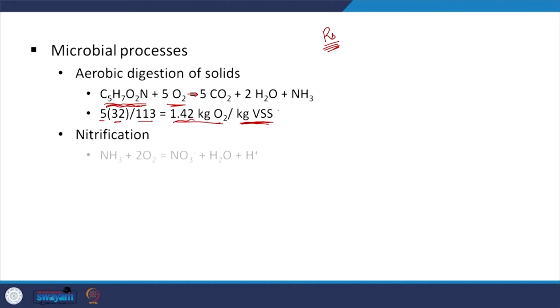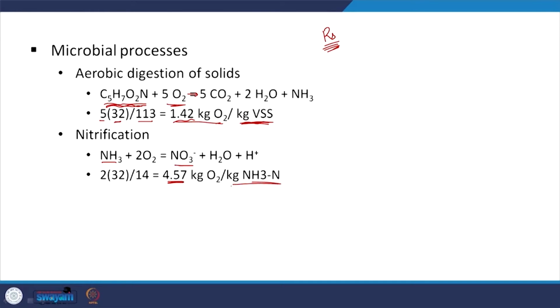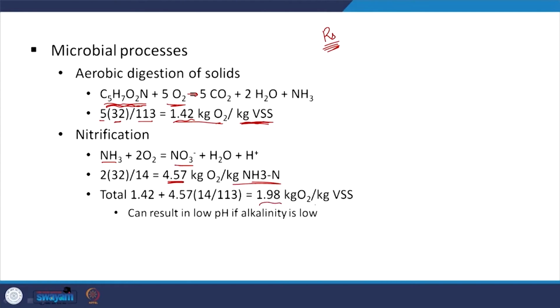If nitrification is also allowed to take place, first for nitrification, right. So, let us see what we have. We are going to require a considerable amount, this we saw even in the activated sludge process, 4.57 kgs of oxygen per kg of NH3 or NH4+, right. So, that is something to keep in mind. So, it is almost 2 kgs of oxygen per kg of volatile suspended solids. And as you can see, especially when you are having nitrification and relatively high ammonia content, it can result in low pH, again affecting the microbial growth, especially if the alkalinity is low, right.